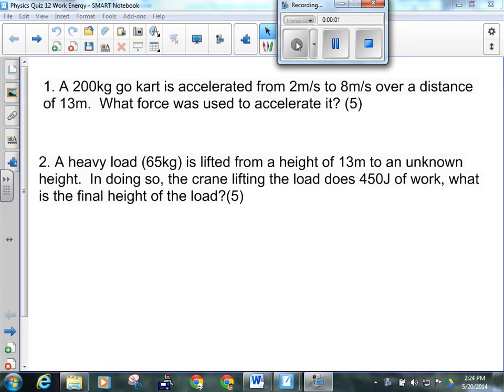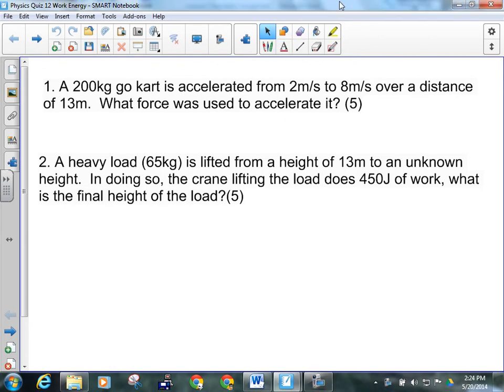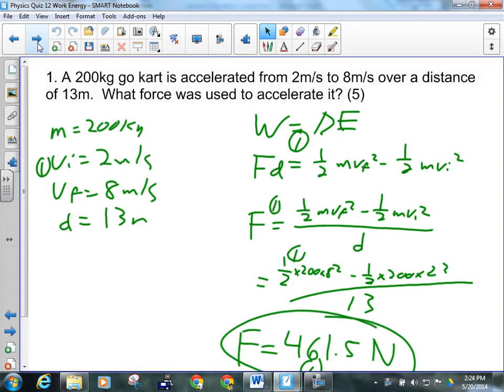All right. So let's have a look at this here. For question number 1, give them a mark for their givens. The mass was 200 kilograms. The initial speed was 2 meters per second. Final speed 8 meters per second. Okay, the distance over which that happened was 13 meters.